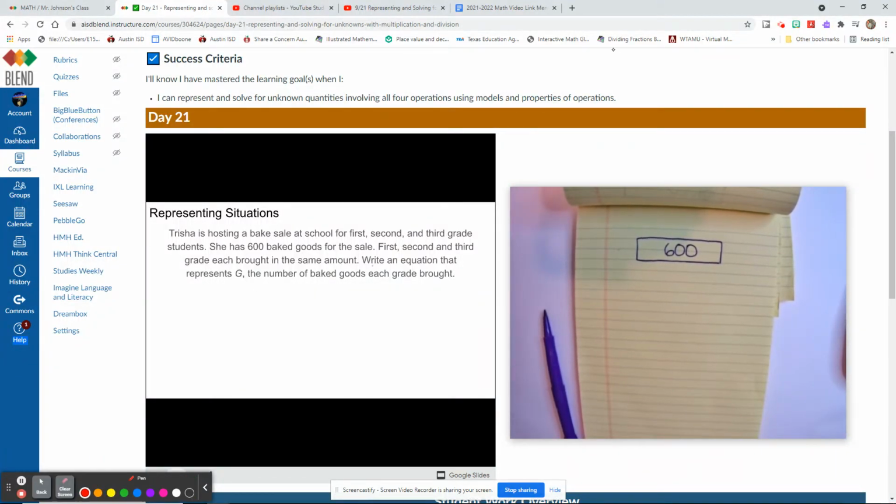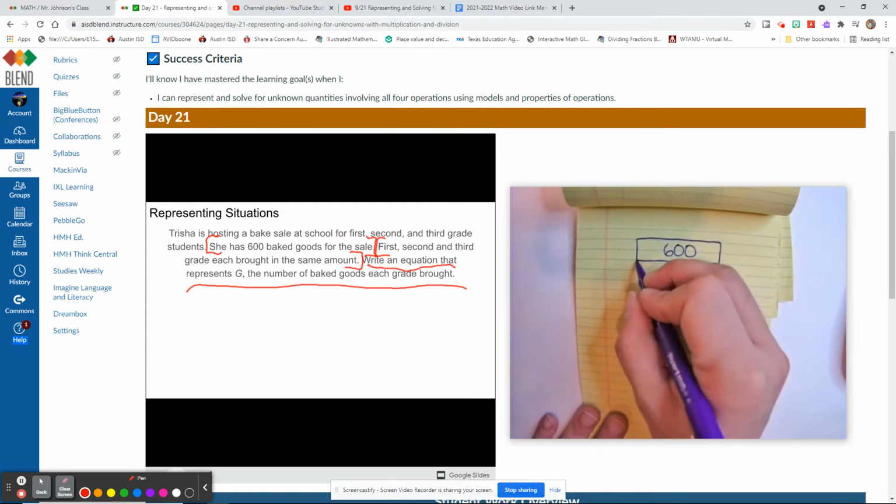So let me go ahead and underline and bracket what we decided was important. So Trisha had 600 baked goods. First, second, and third each brought in the same amount. So it looks like first, second, and third, we're helping her gather the baked goods for her to sell.